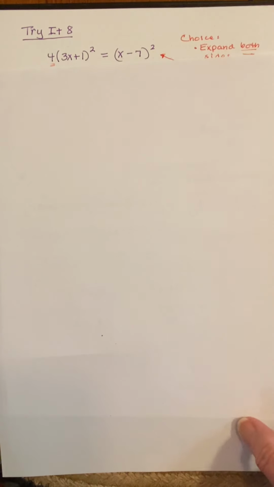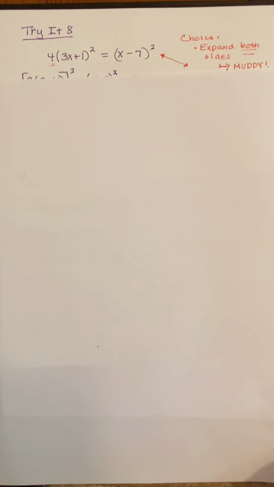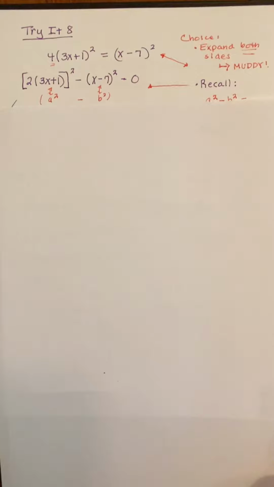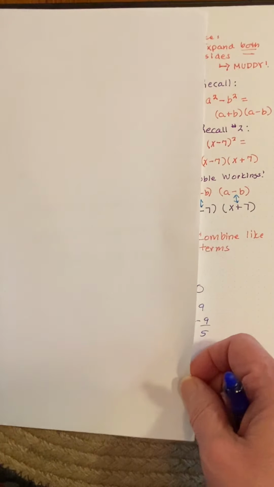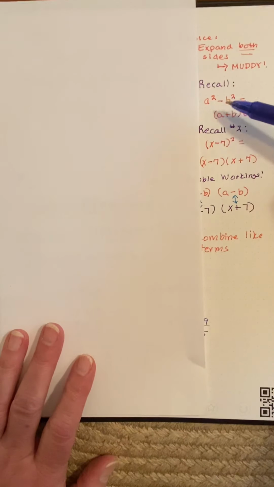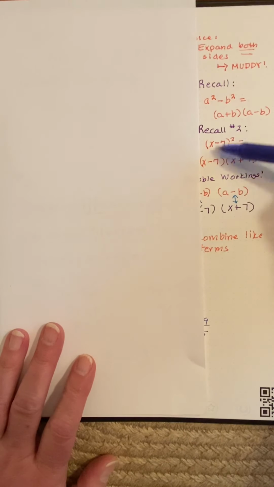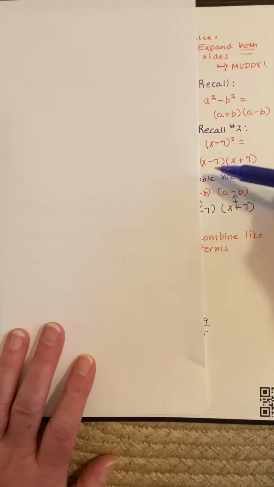So my choice is to expand both sides, which gets a little muddy. So what we're gonna do is recall a bunch of things before I even show you what's going on. Recall this form: a squared minus b squared is the same as a plus b times a minus b. Also, recall in the situation of x minus 7 squared, to get there, since it's a square, like we just did before with the negative 4, positive 4, working in reverse, it's going to be x minus 7 times x plus 7. So you got all that in mind.